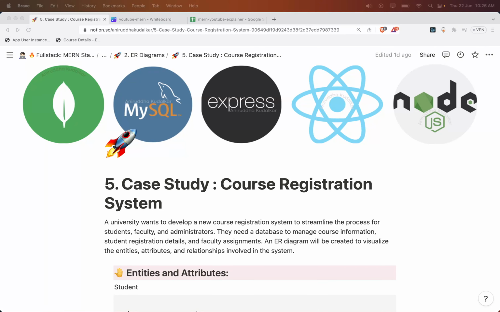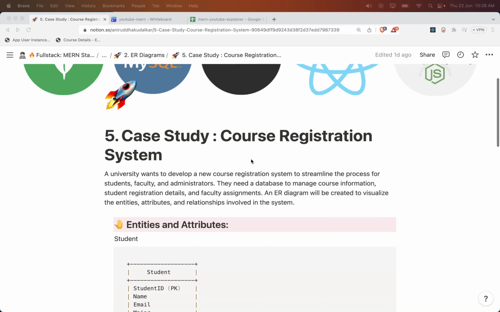Hi, in this topic, we will see a case study. We'll try to implement a case study that is a course registration system for one university. A university wants to develop a new course registration system to streamline the process for students, faculty, and the administrators. They need the database to manage the course information, student registration details, and the faculty assignments.